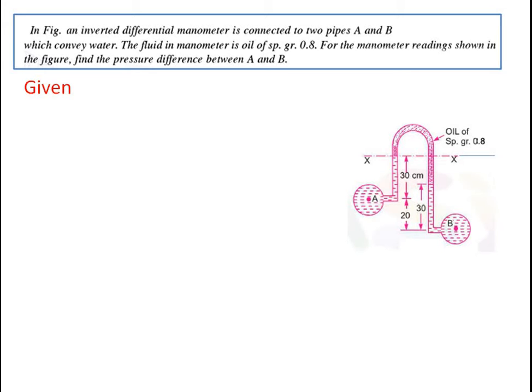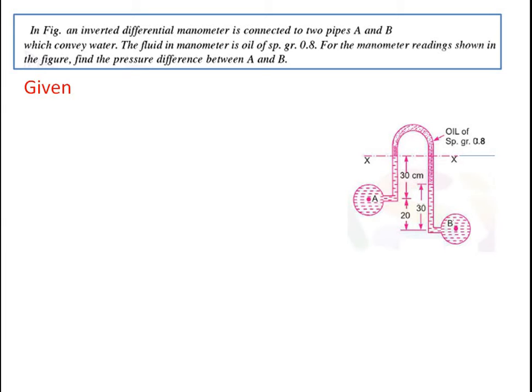In the figure, an inverted differential manometer is connected to two points A and B, which convey water. The fluid in the manometer is oil of specific gravity 0.8. From the manometer reading shown in the figure, find the pressure difference between A and B. Now here, the difference is that instead of using mercury as a measuring fluid, we have used oil in this inverted U-tube manometer. Its specific gravity is 0.8, so its density is 800 kg per meter cube.